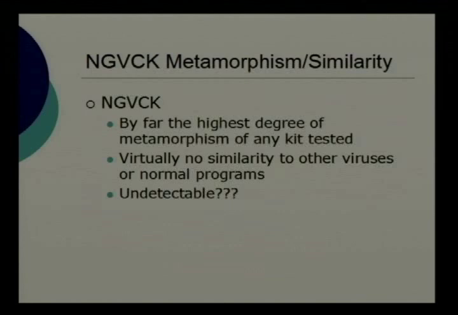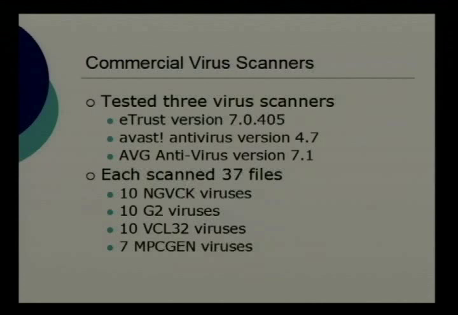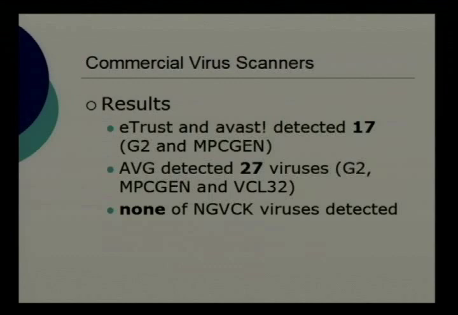We tested 3 different scanners, eTrust, Avast, and AVG, to scan 37 files that are put in one folder. These 37 files include viruses from all 4 families. Here's our result. eTrust and Avast detected all the G2 and MPC-gen viruses. AVG detected 27, which are the G2, MPC-gen, and VCL32 viruses. But none of the ENVIC viruses are detected by these commercial scanners.